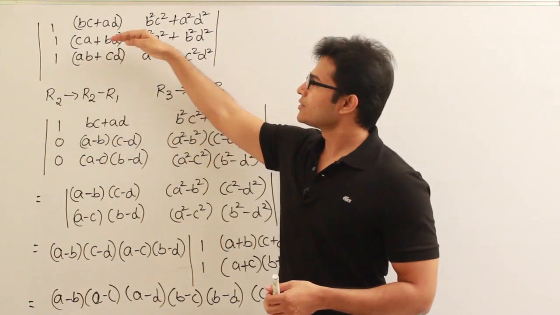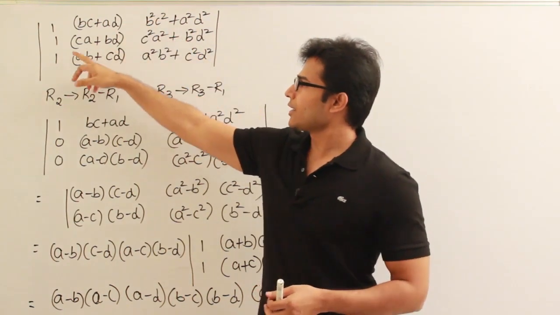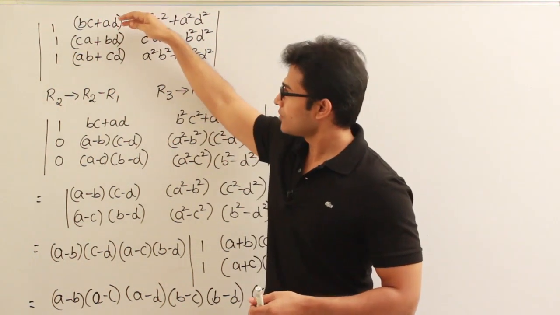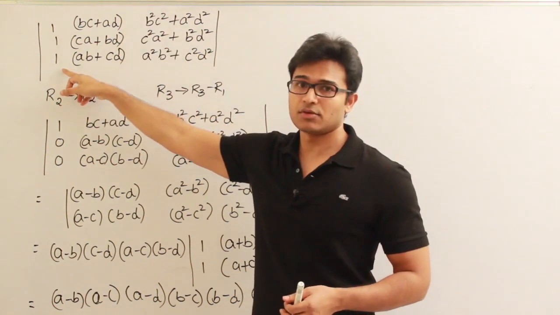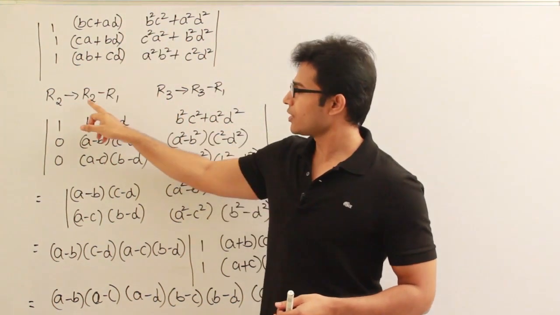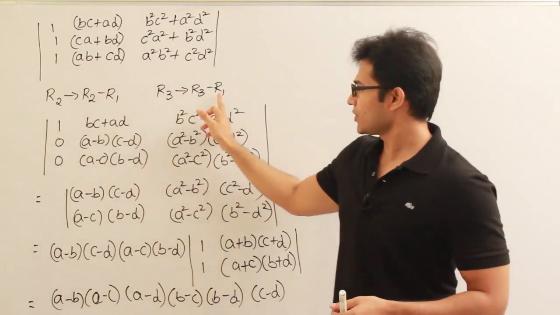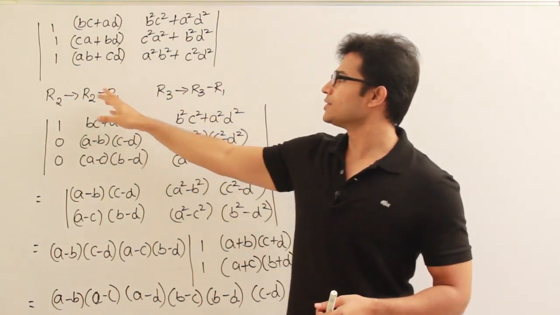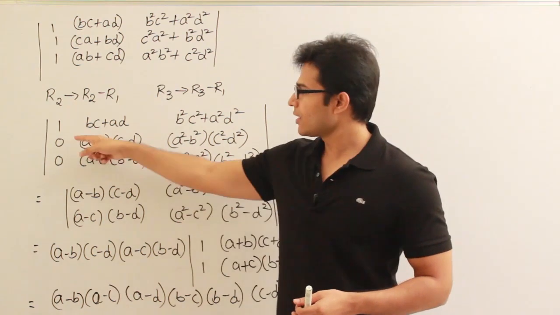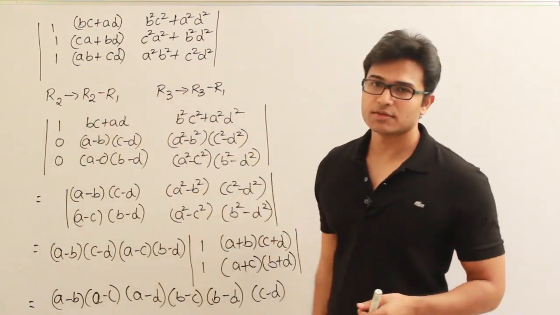If I subtract the first row from the second row, I can get 0 here, and similarly if I subtract the first row from the third row, I can get 0 here. So I am going to do that: subtract the first row from the second row, and the first row from the third row, and replace the result with the corresponding rows. Then I got this one. From this I got this matrix.